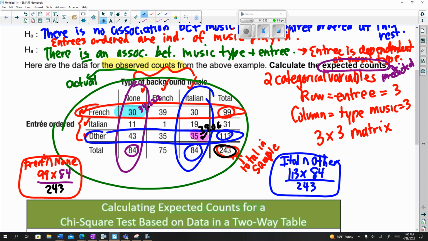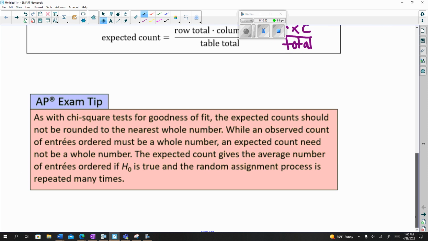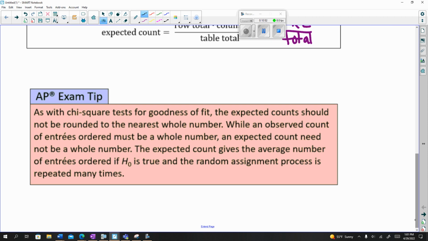So you're probably thinking, why would I want to do this by hand? This is super, super annoying. I don't want to do it by hand, because that's too much work. Notice down below, by the way, it says AP exam tip. If we're doing the chi-square test, the expected count should not be rounded to the nearest whole number. While an observed count is a whole number because that's something that actually happened, the expected count is not a whole number because it could be a decimal. It's kind of like the average of something, so you can put the decimals like I did above.